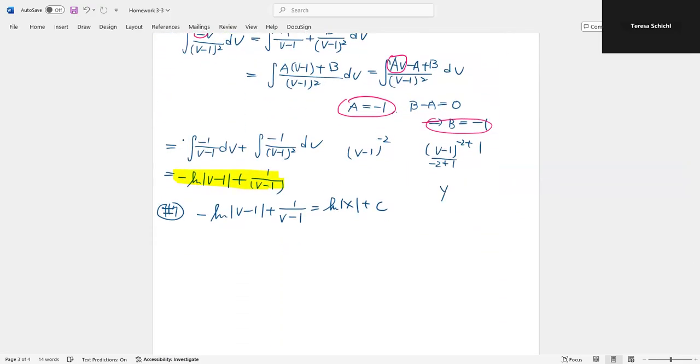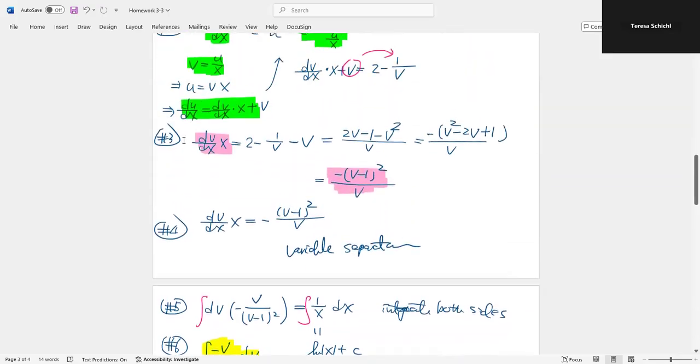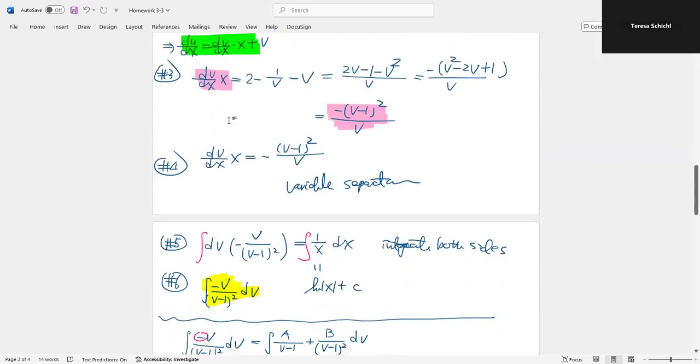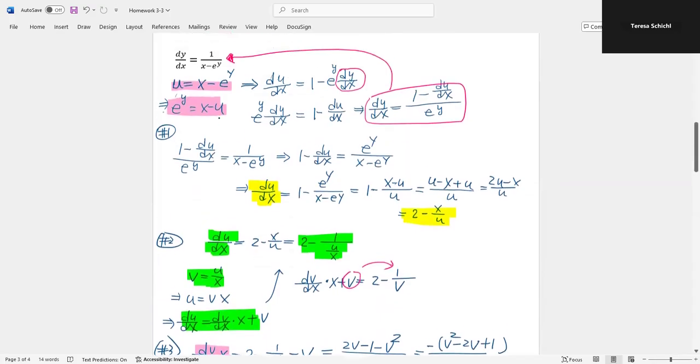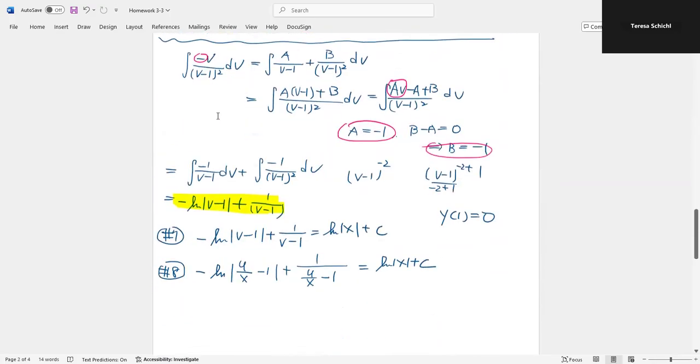So what is my initial condition? y(1) equals 0. Now I need to substitute back to my functions. Remember we need to know what v is. V is u over x. So I have negative ln of |u over x minus 1| plus 1 over u over x minus 1, equal to the natural log of x plus c. Now, what is my u? Let's go back to the very beginning. u is x minus e^y.